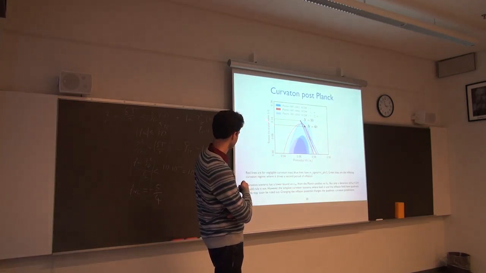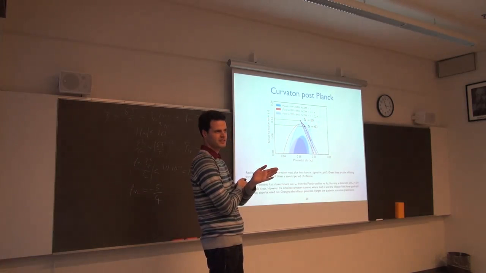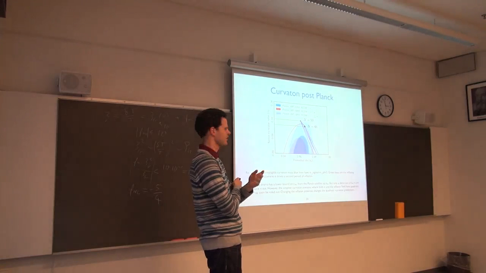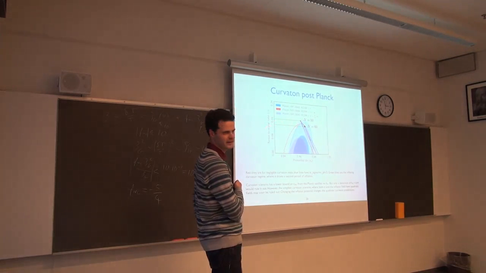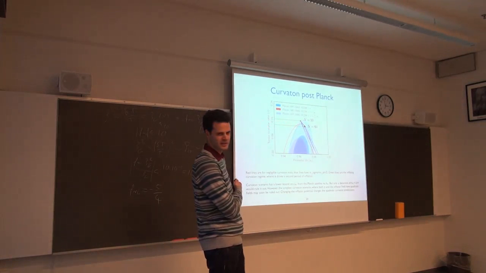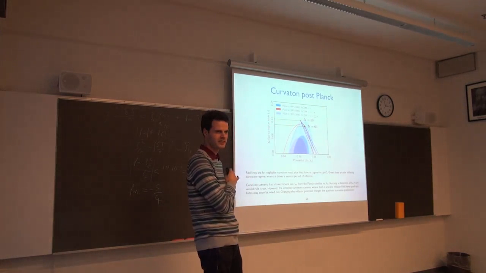And then the prediction is that the tensor to scalar ratio stays at the same level as single field quadratic inflation. But the spectral index can become a lot more red. So you can go way off this plot. However, it's no longer favored by data at all.